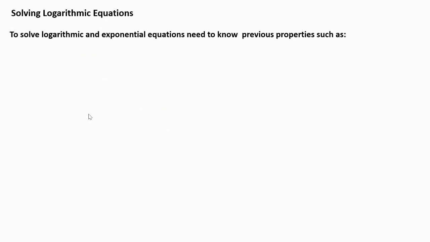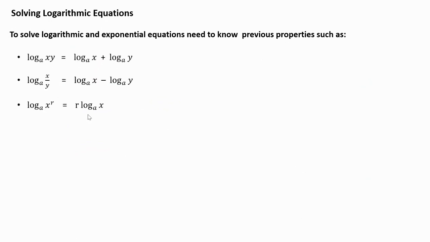To solve logarithmic and exponential equations, you need to know previous properties, such as these logarithmic properties. This is called the product property. This is called the quotient property. This is called the power property. This is the condensed version. This is expanded.